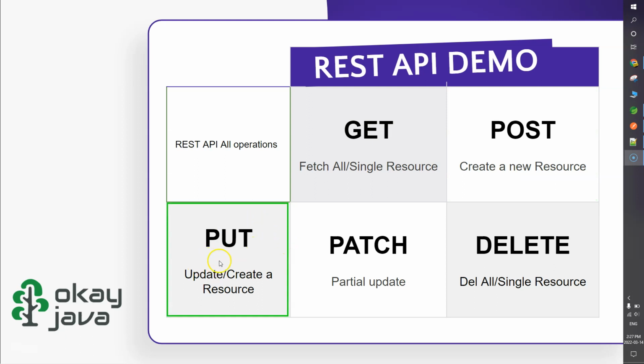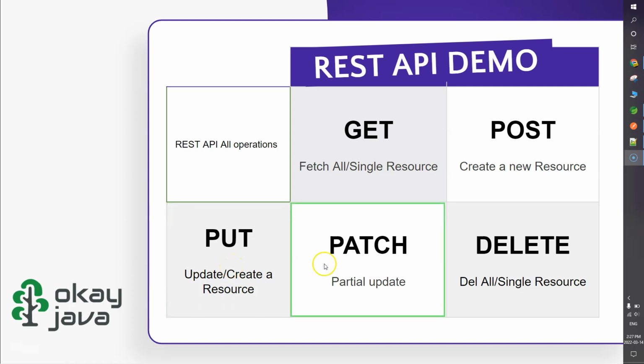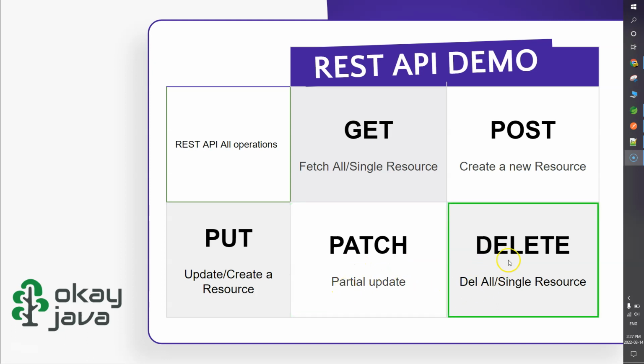Then we'll talk about the PUT function. PUT is basically used to update, or to create a new resource if it does not exist. Then we'll talk about PATCH. We use the PATCH function to partially update a resource. Then we'll talk about the DELETE mapping. We use the DELETE mapping to delete a specific resource or all the resources from the database.